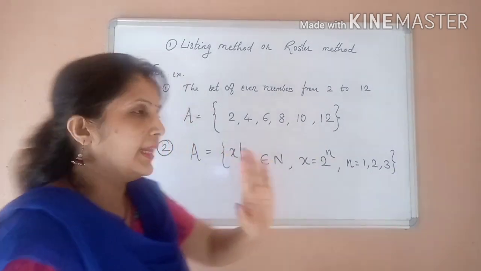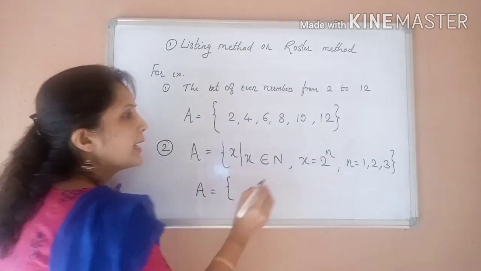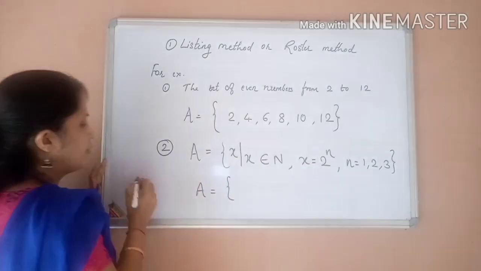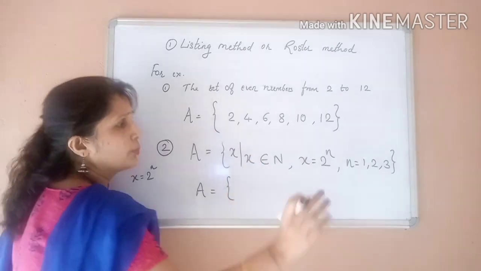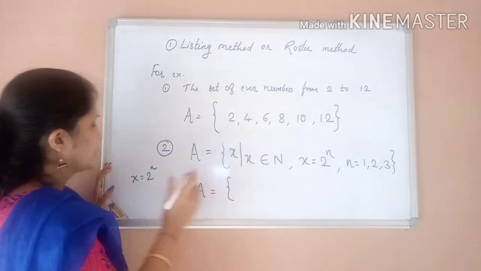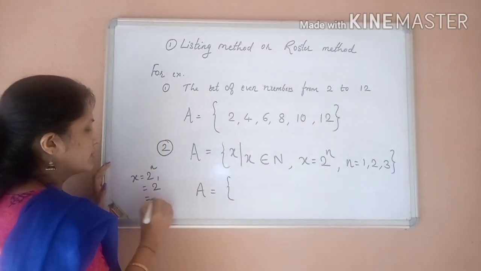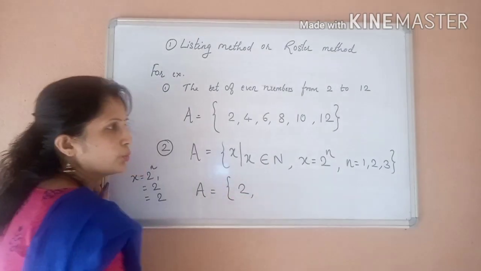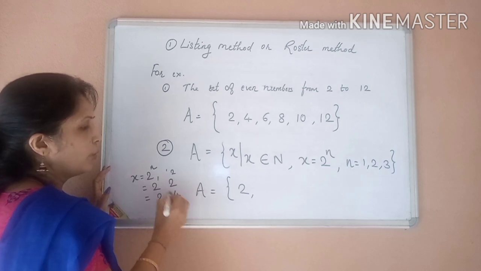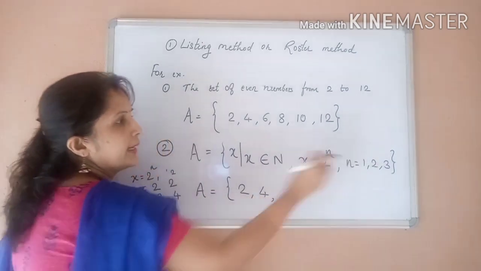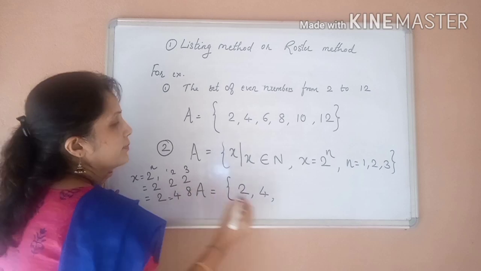n is 1, 2, 3. Now I am just solving. I will list each term. See, x means the element, and the condition which is given is 2 raised to n. So x equal to 2 raised to n. N is what? 1, 2, 3. 2 raised to 1 is 2, so the first element is 2. Then n is 2, 2 raised to 2 is 4. n is equal to 3, 2 raised to 3 is 8.